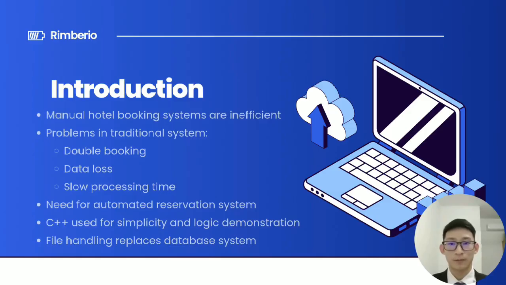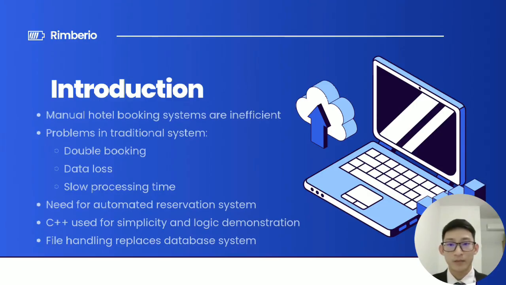We selected this topic because hotel reservation is one of the most common operations in the hospitality industry. In many small hotels, booking records are still maintained manually or through simple spreadsheets. This creates several problems. First, manual record management can lead to human errors. Second, customer information may be misplaced or lost.